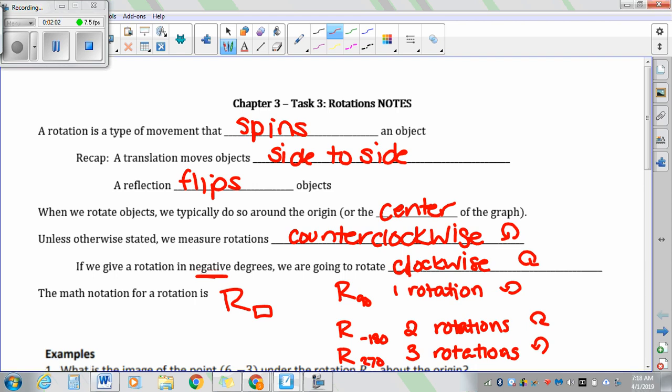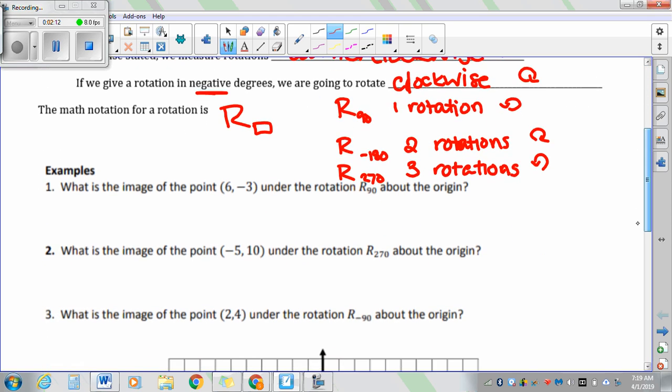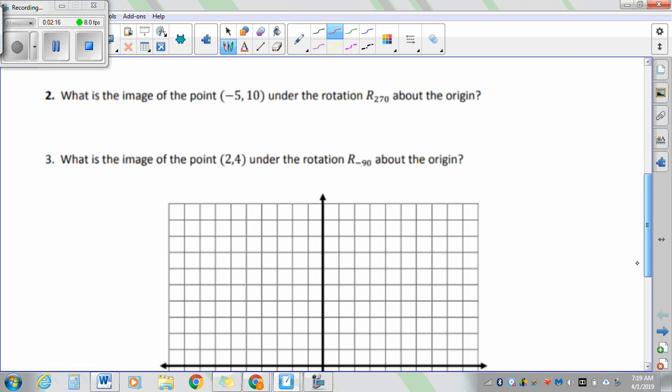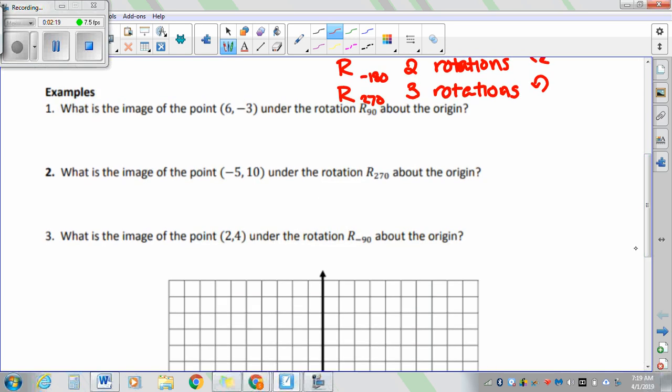Those are the three big ones. 90, 180, and 270 are the three main ones that the air test is going to ask you to do. And then whether they're positive or negative would make a difference. So for these three examples, I've just got the one graph down here on the bottom. I'm going to do them in different colors. It might help you to do them in colored pencils. I've got some up in front of the room.